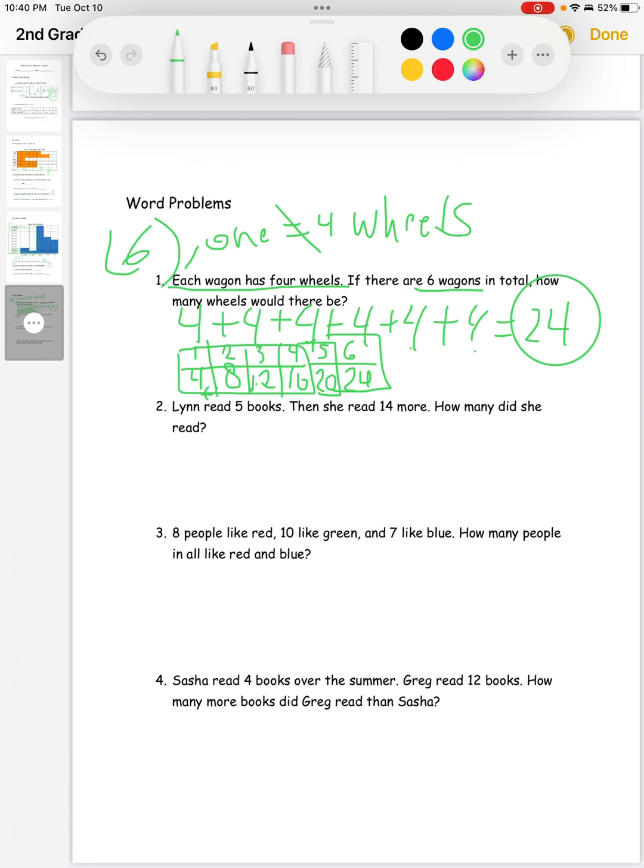Let's do number 2. Lynn read 5 books. Then she read 4 more. And the key word here is more. How many did she read? So it's asking us how many did she read in total. So she first read 5 books, so we would write 5. And more means addition. More is a key word for addition, so we would put plus 14. And 5 plus 14 equals 19.